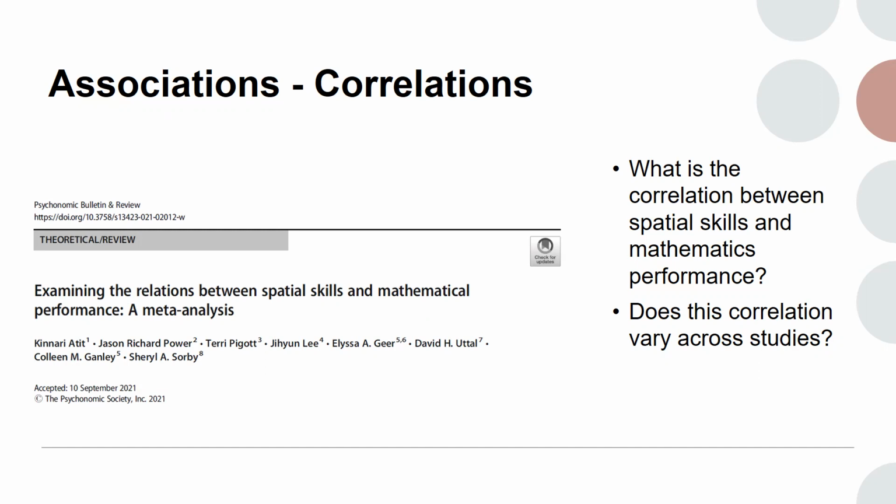There's been lots of research and interest in understanding this because some researchers think that perhaps we need to help children develop better spatial skills, and that may have some impact on their mathematics performance. So what we did in this study was look at what is the correlation that is estimated within a bunch of studies on this relationship between spatial skills and mathematics performance, and how much does that correlation vary across a set of studies?